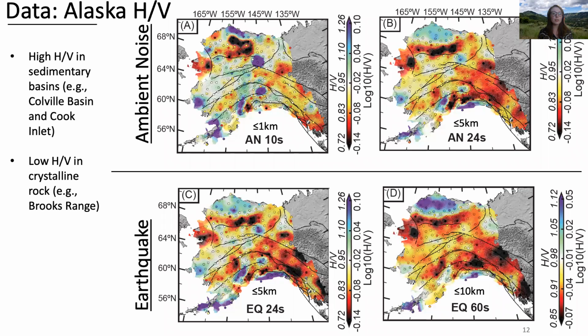Here we show the results for each station and interpolated onto the underlying grid from ambient noise cross-correlation at 10 and 24-second periods, as well as from teleseisms at 24 and 60-second periods, along with the general sensitivity range at depth. We observe higher H/V ratios in sedimentary basins, including in the Colville and the Cook Inlet. We also observe lower H/V ratios in crystalline rock, such as in the Brooks Range.